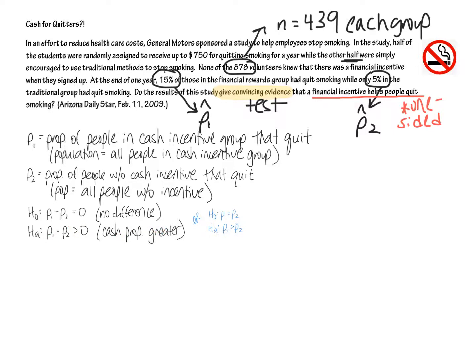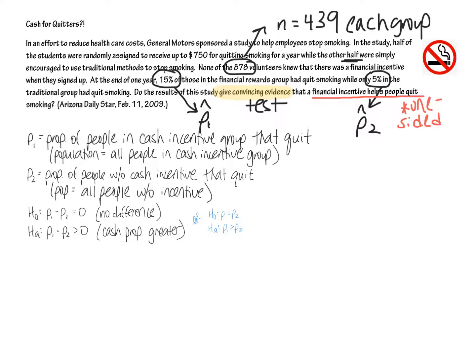Keep in mind that the textbook and other textbooks will sometimes write it like this. This is also acceptable if you'd like to write your H0 and your Ha like this. P1 equals P2 or P1 greater than P2. It's a little bit less writing. I tend to use the equation with 0 and greater than 0 though, but either way you would get full credit for that. That's fine.